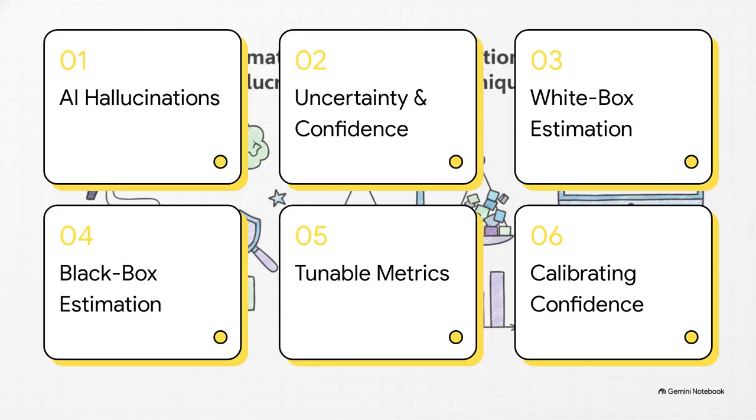Here's our roadmap for the explainer today. We've got 1. The AI hallucination problem, 2. Uncertainty and confidence explained, 3. White box quality estimation, 4. Black box quality estimation, 5. Tunable metrics and Comet QE, and finally 6. Calibrating AI confidence. Okay, let's get right into it.